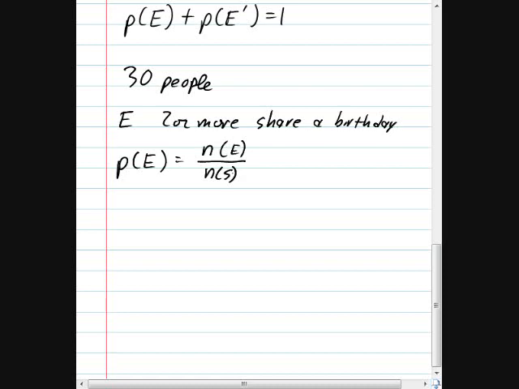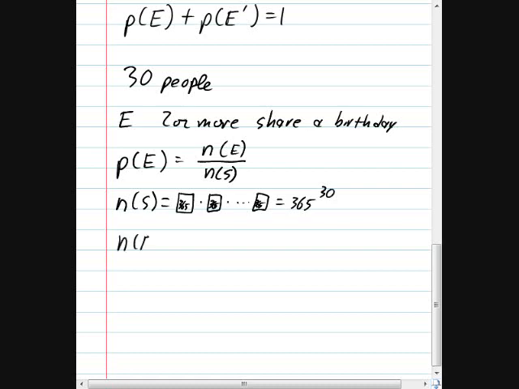So the total number of ways that 30 people could have birthdays. Well, let's start with the sample space. We could use the fundamental principle of counting. We can't use just combinations or permutations because birthdays can be repeated. So if you think about it, we have the first person, the second person, etc. And each of these people has 365 different birthdays to choose from. So this is 365 raised to the 30th power, whatever that number equals.